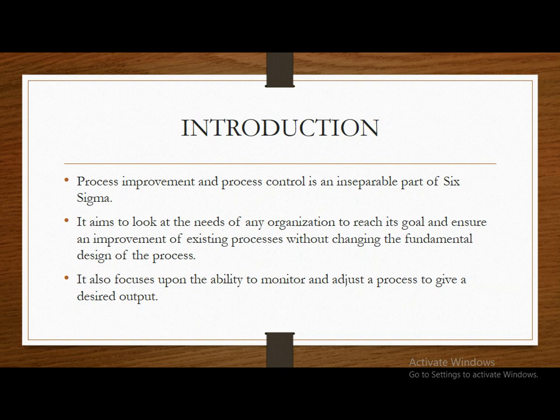So we'll start with the introduction. Process improvement and process control is an inseparable part of Six Sigma. It aims to look at the needs of any organization to reach its goal and ensure an improvement of existing processes without changing the fundamental design of the process. It also focuses on the ability to monitor and adjust a process to give a desired output.